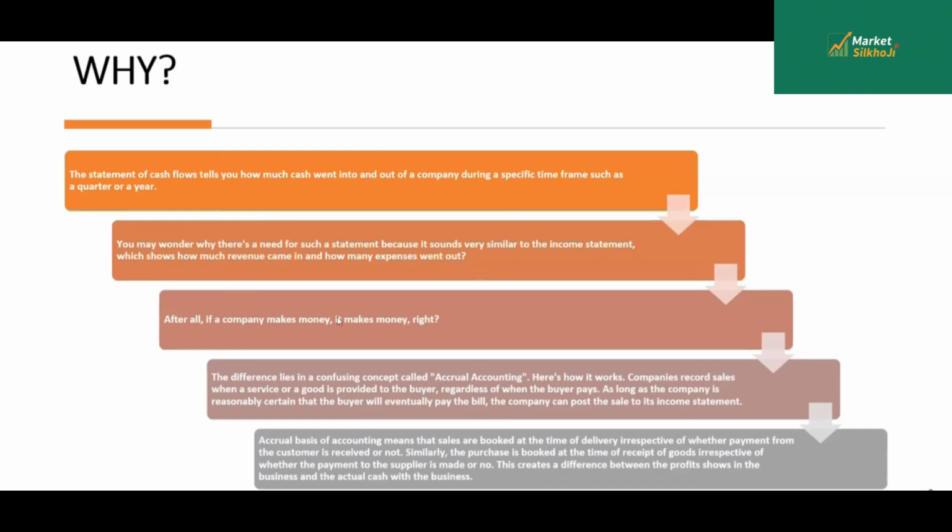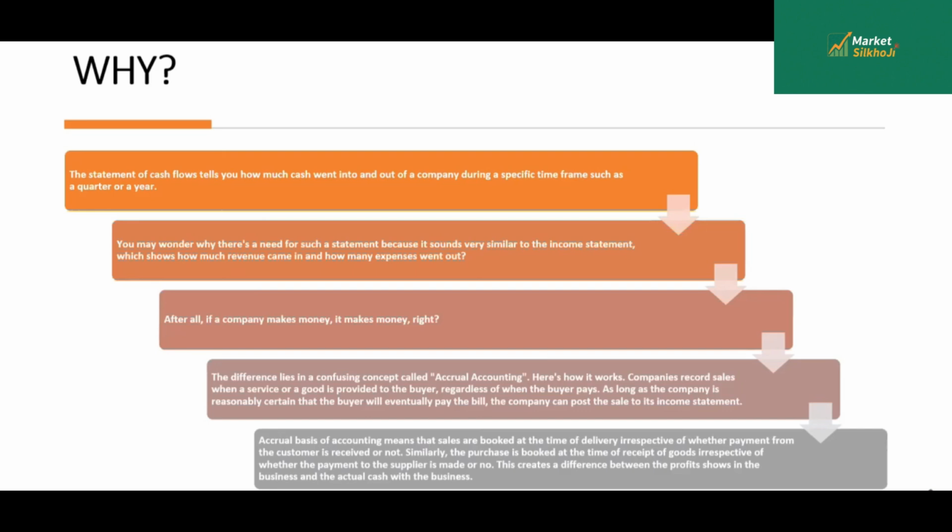If a company makes money, it makes money. So why are two statements required? This is because there is something called accrual accounting. This is how accrual accounting works. Companies record sales when a service or a good is provided to the buyer, regardless of whether the buyer is paying for the product or not. Whether the cash is received or not is not the question.